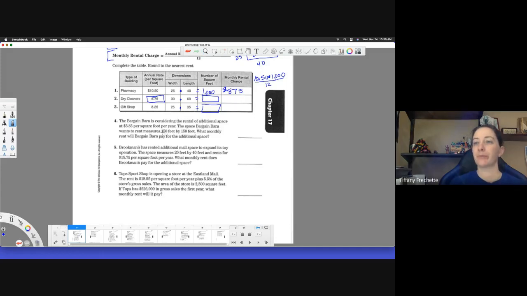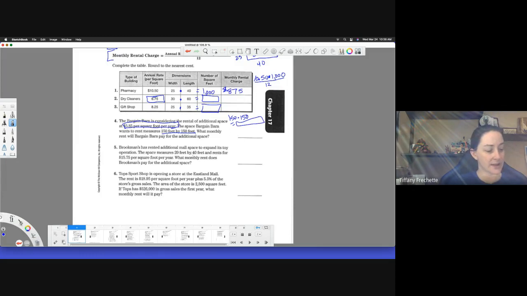Okay, so we know the length and the width. They told us that. We know the rate per square foot per year. We just have to figure out, just like we did up here, it's just not a nice little table. But here's our first piece in the table. They gave us the annual rate per square foot right here. And then length and width. We just have to multiply these guys together to find our square footage. And then once we have our square footage, you multiply the annual rate by your square footage and divide by 12, just like we did up here in the table. Nothing tricky about that one.